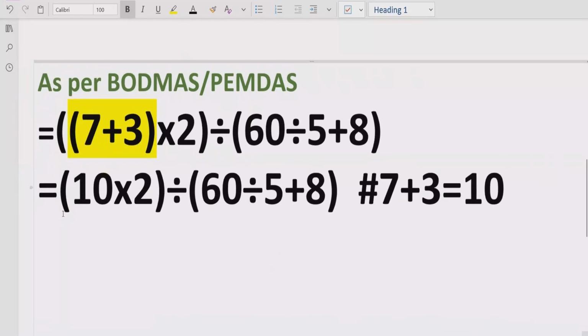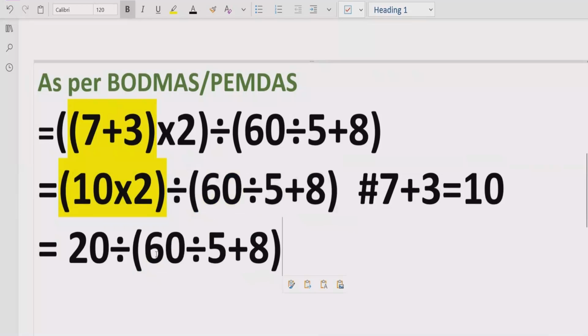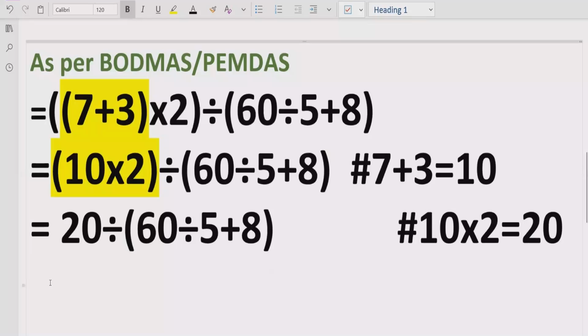Now move forward, step number 2, we have to solve the second bracket which is this one, 10 multiplied by 2. So we will multiply these two terms. 10 multiplied by 2 equals 20. And then again we have to write this part as it is. And here we have to give the reference 10 multiplied by 2 equals 20. Now move forward, step number 1. We will repeat again because we have another bracket which is this one.